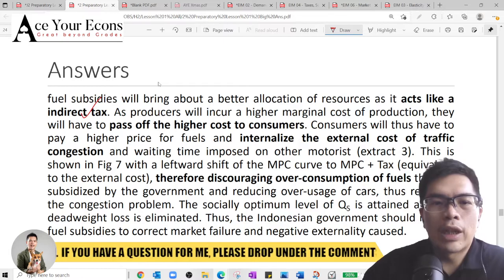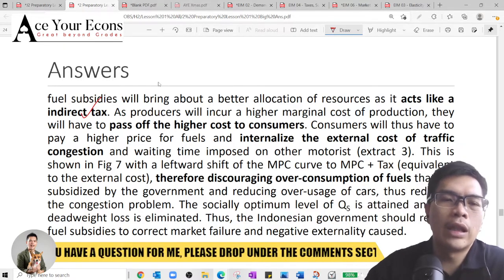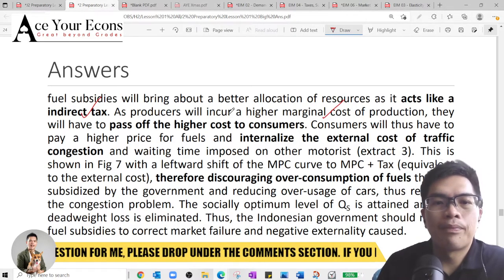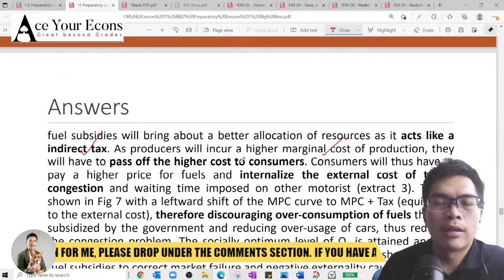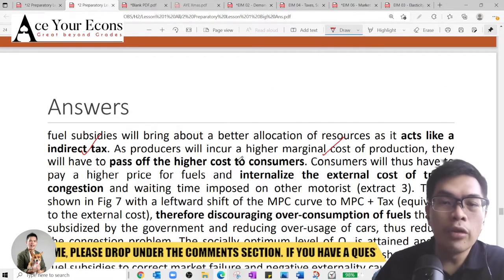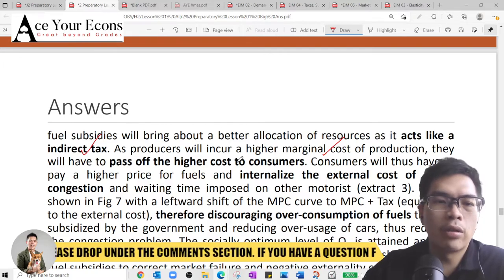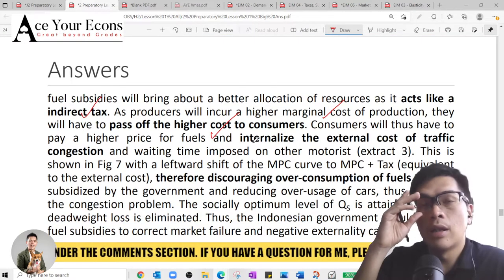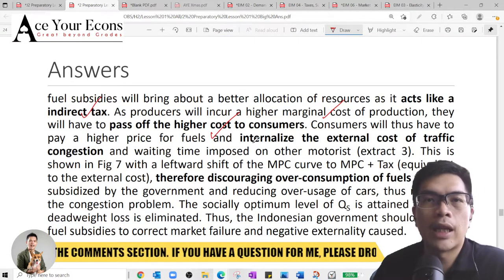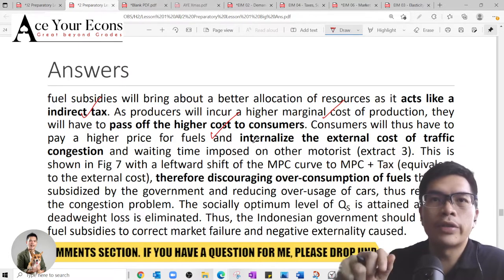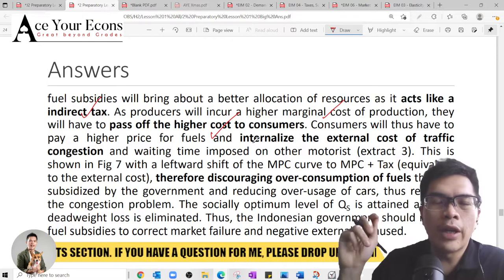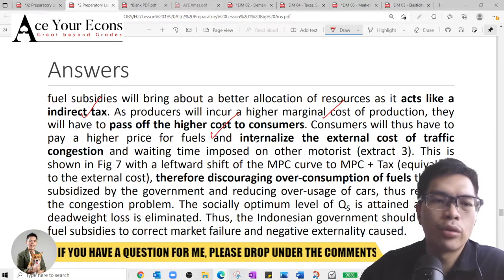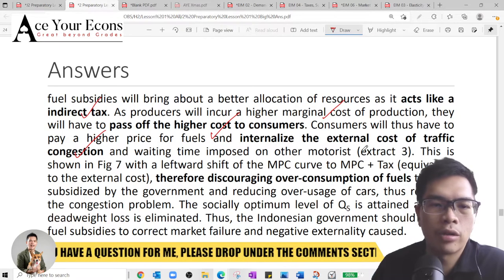So in this case, we can see that when you remove fuel subsidy, producers will incur a higher cost of production. Very, very important to state this. And this is an indirect subsidy. So when you remove the indirect subsidy, cost of production goes up, producers will have to pass off higher cost to the consumer. Remember, this is a consumption-based negative externality. Whichever policies that you use here must go through the producer. The producer has to pass off higher or lower cost to the consumer, in order to get the consumers to internalize the external cost of traffic congestion.